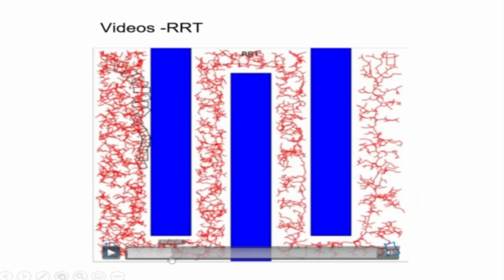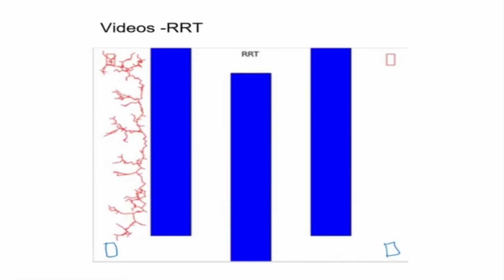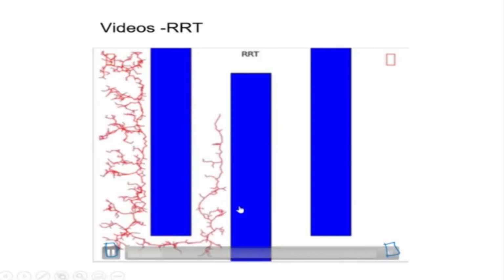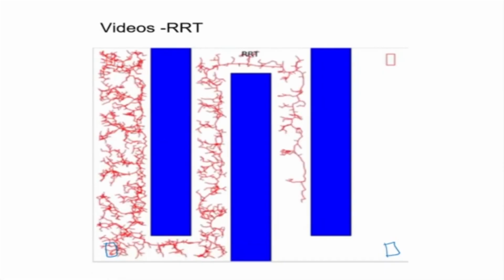Now this is another case where there are narrow passages and the RRT is going in one direction from one side and is finally reaching the other side. You can see how the network of paths is increasing.